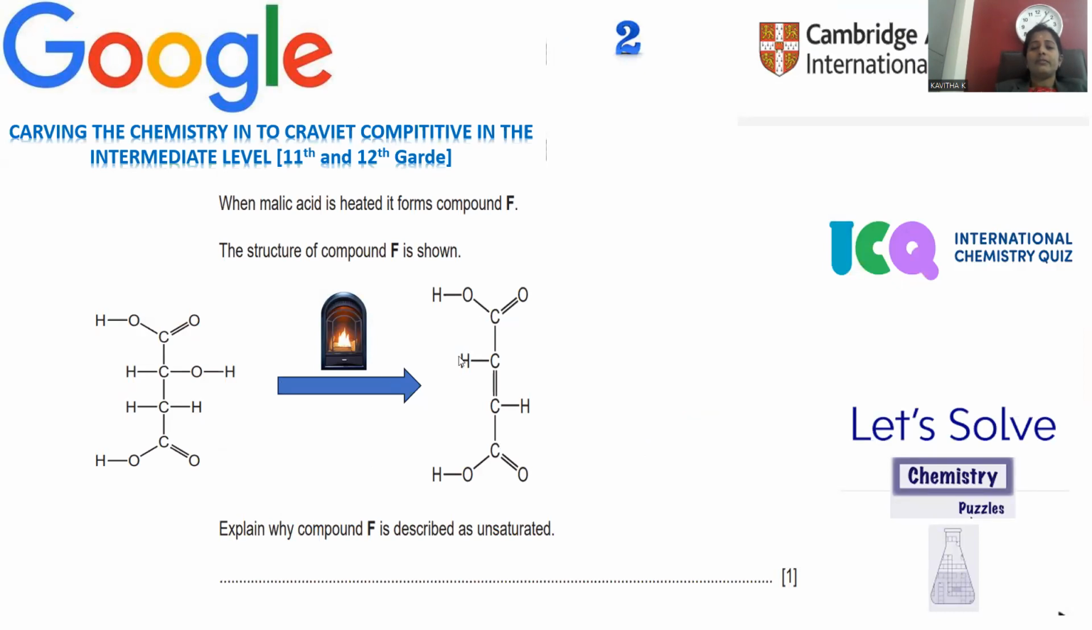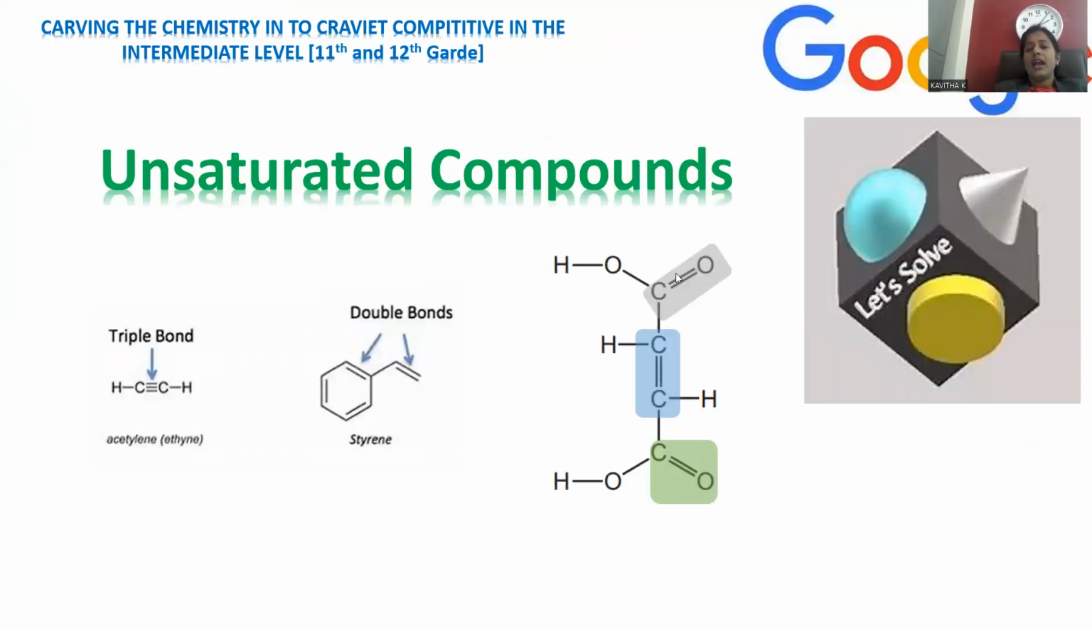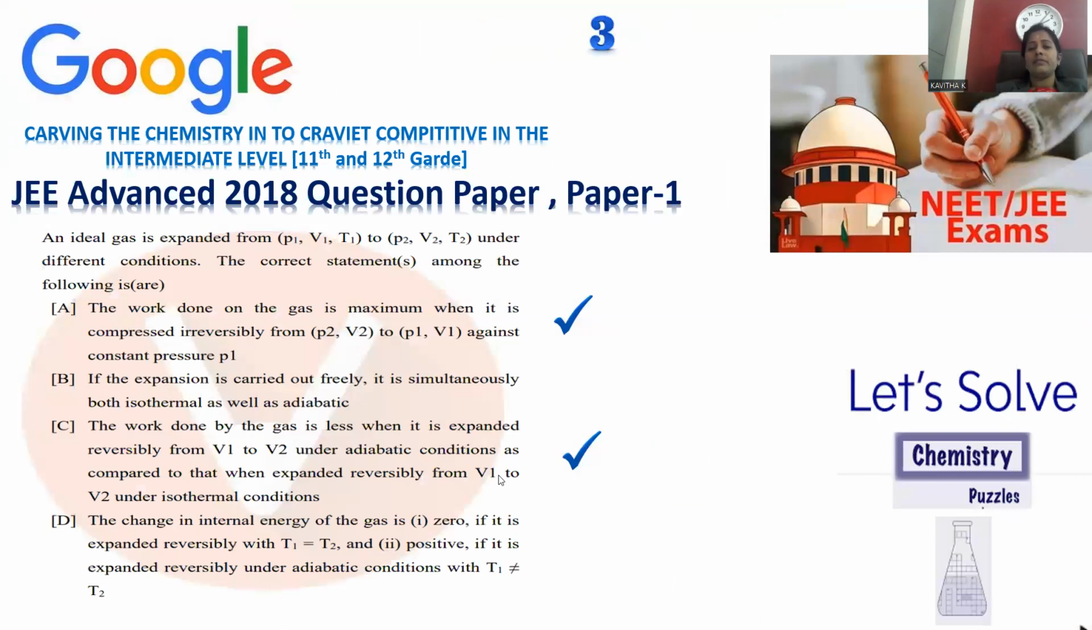So for question number two, the correct answer is: due to the existence of double bonds between carbon-carbon and carbon-oxygen as well, the dehydrated malic acid is said to be an unsaturated compound. This is the way you can answer. And all the double bonds are highlighted with boxes like this, right? And move on to question number three.